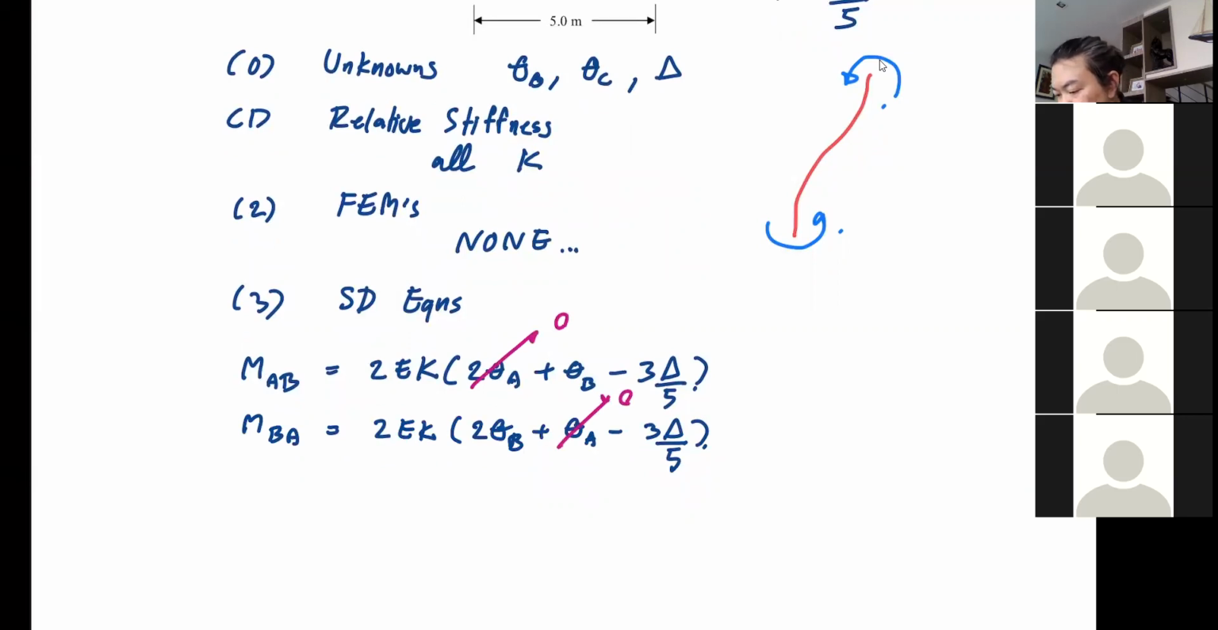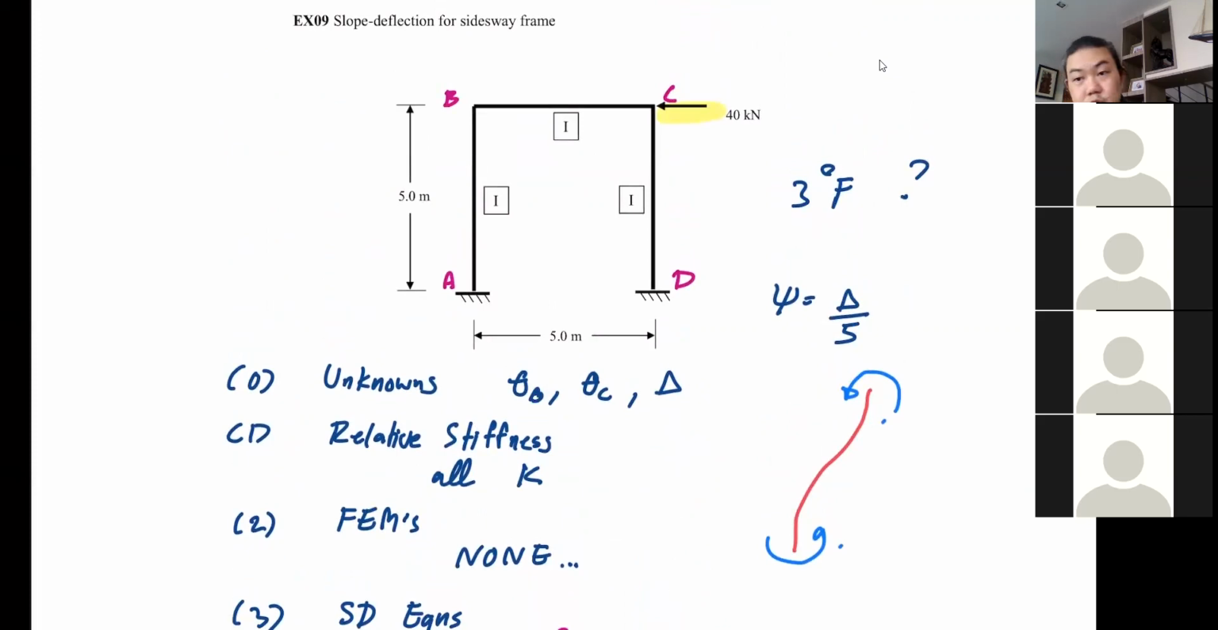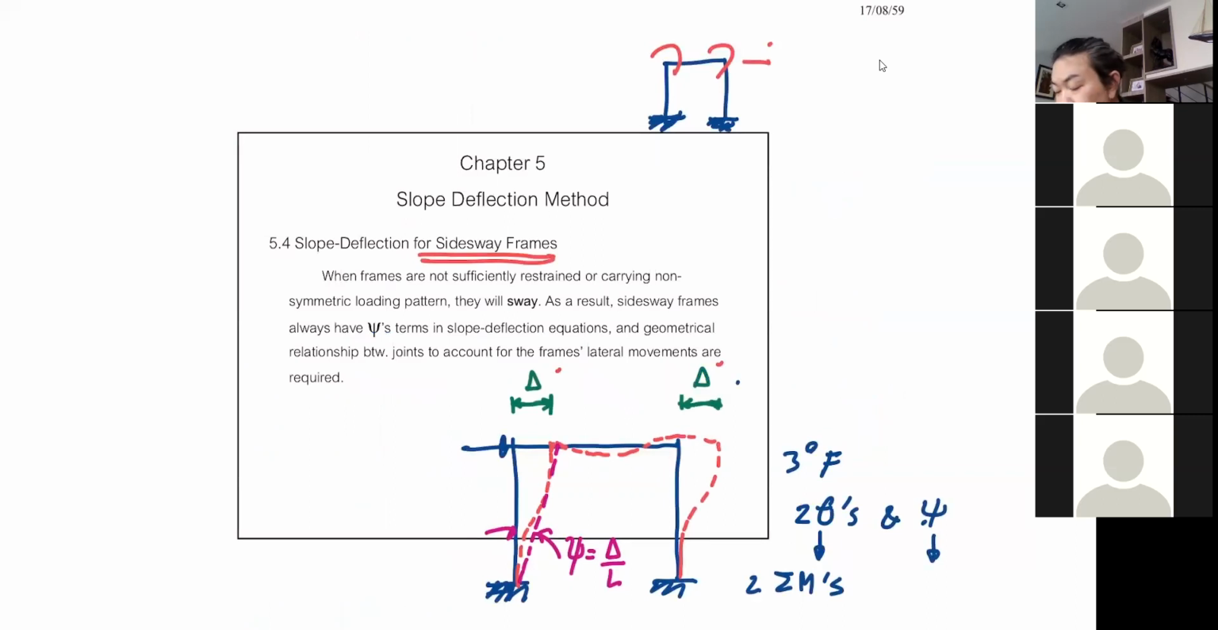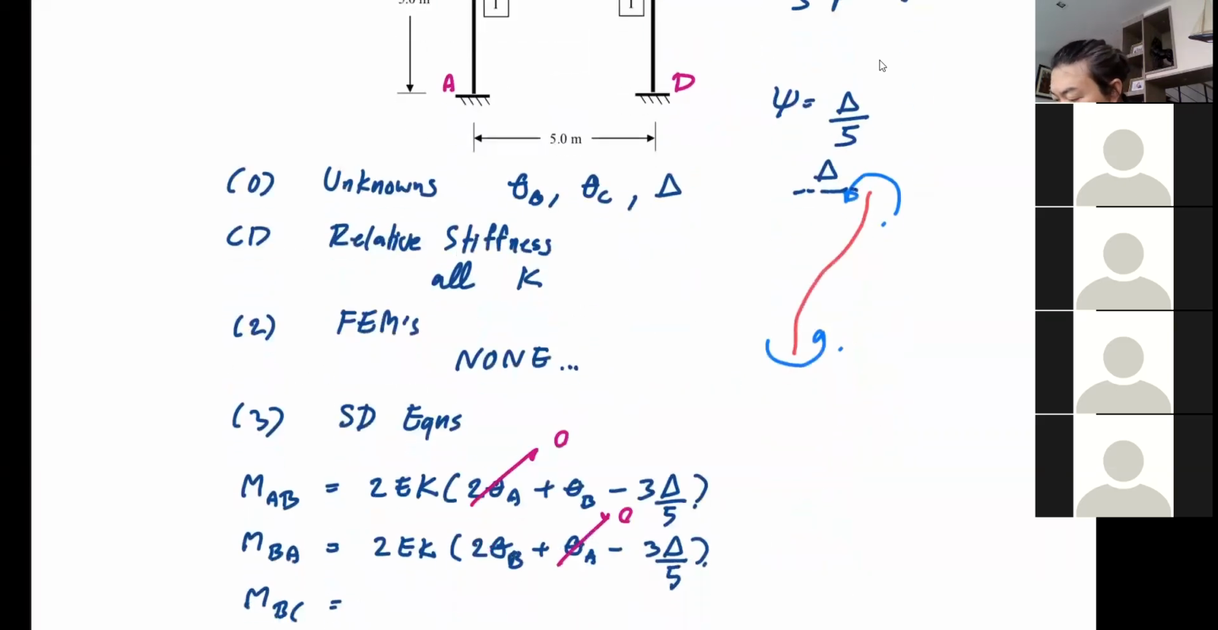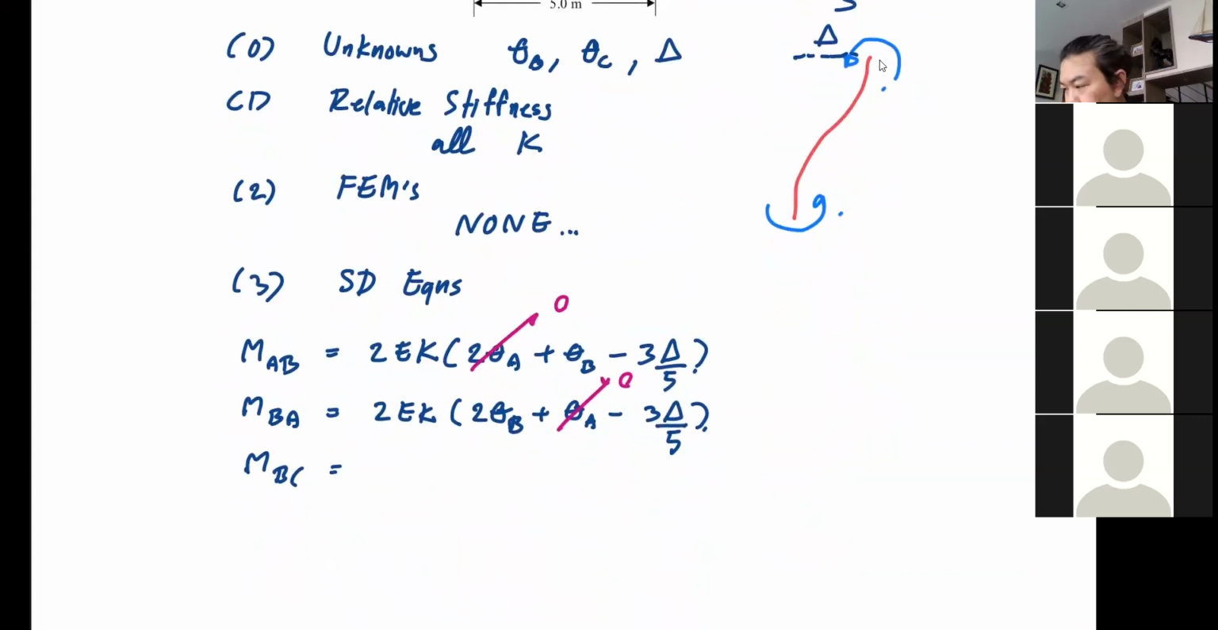Now, entering the most common mistake from many students. When you consider member BC, remember it is joints B and C that move. So this becomes the delta on your members AB and CD. Member BC, even though I may have drawn the deflected shape like this, member BC itself stays on the horizontal level, but it has rotations at both ends. So member BC does not have the delta on it. You see, member BC will not have the delta term on it. So it becomes 2EK, 2 theta B plus theta C.